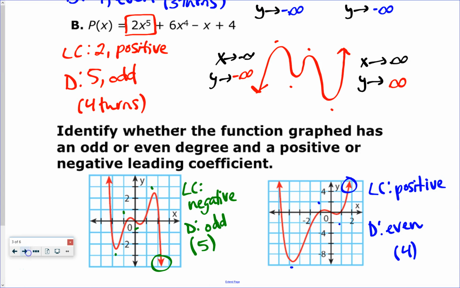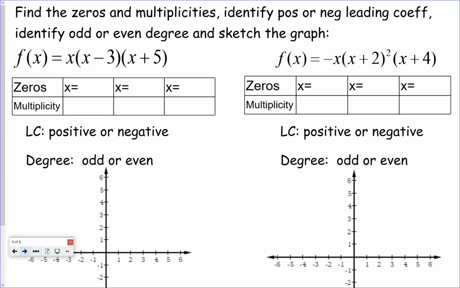Alright, last two. So this time I'm giving it to you in factored form. And I am linking what we did last week into this. So zeros and multiplicity. Not new things. You know them. Okay? So if I give you x times x minus 3 times x plus 5, what are the zeros? 0, 3, and negative 5. Good. You put each piece equal to 0 and solved for x. Okay? The multiplicity. Where did we look to find that?